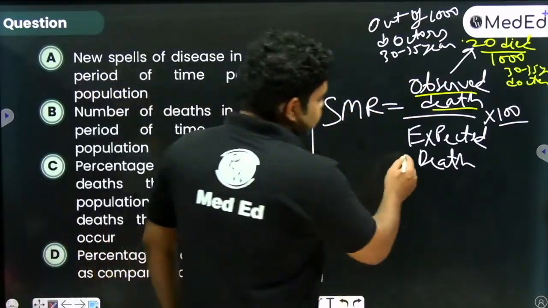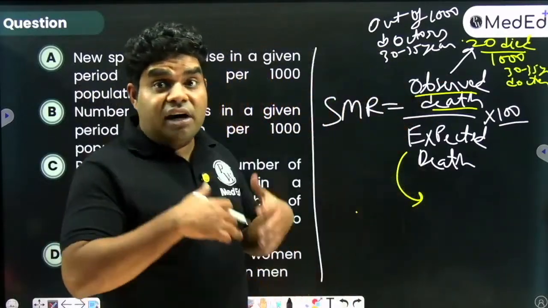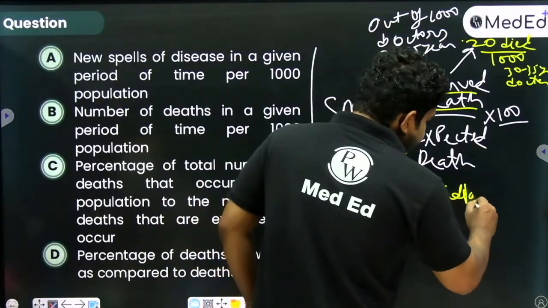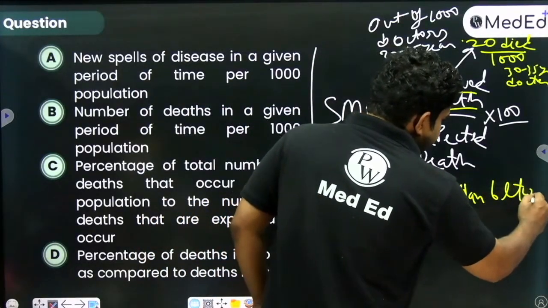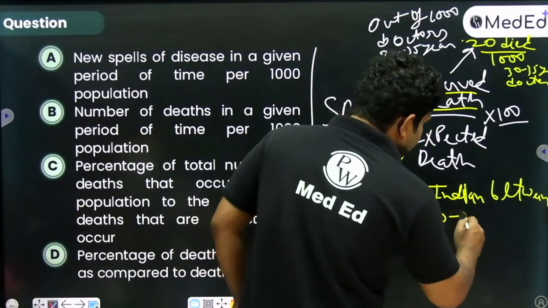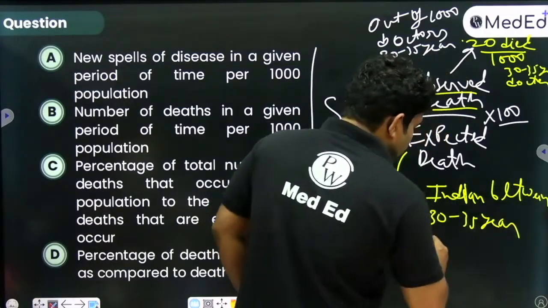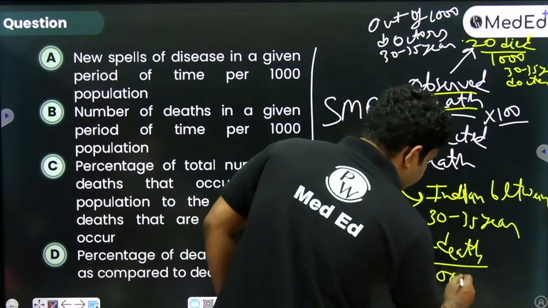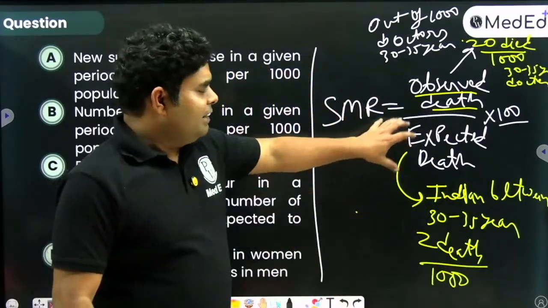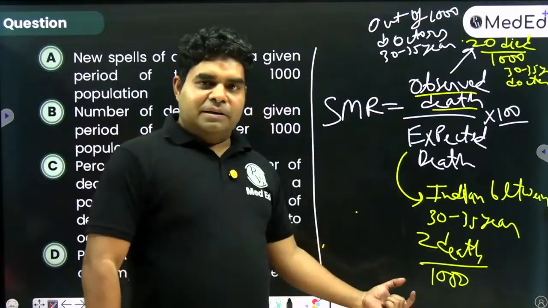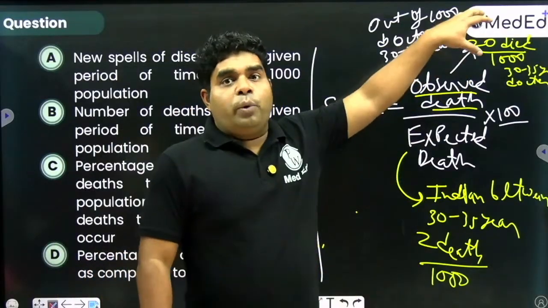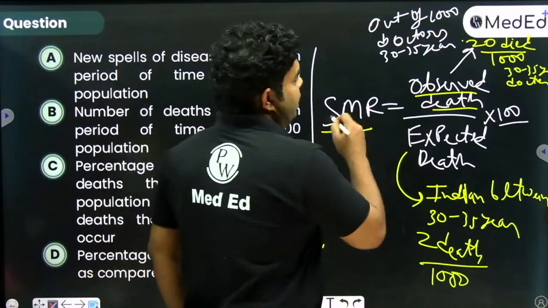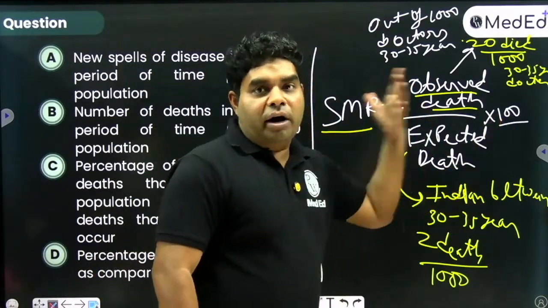And what is the expected death? Expected death is the national data. In the national data, we know कि a normal Indian between 30 to 35 years, in them 2 deaths per 1,000 occur. 2 deaths per 1,000. So what is the expected death? Expected is 2 out of 1,000. And what is the observed death? 20 per 1,000. So this is the formula of standardized mortality rate: observed by expected into 100.